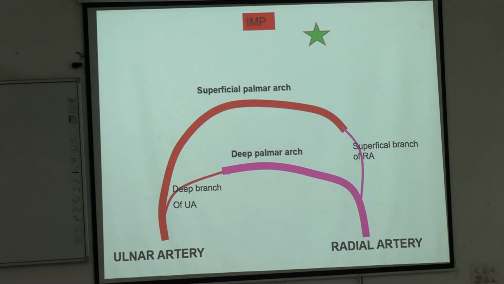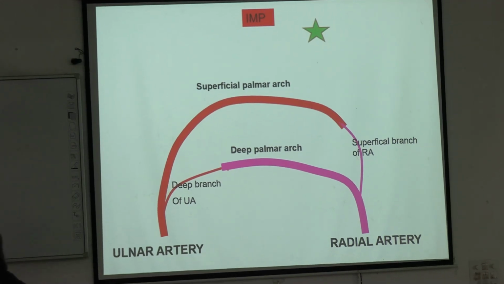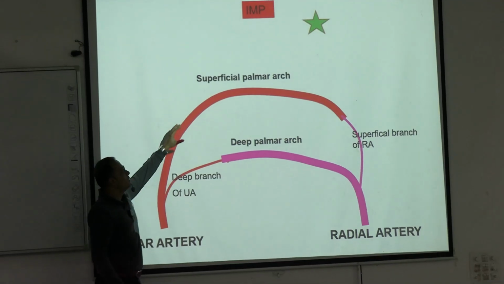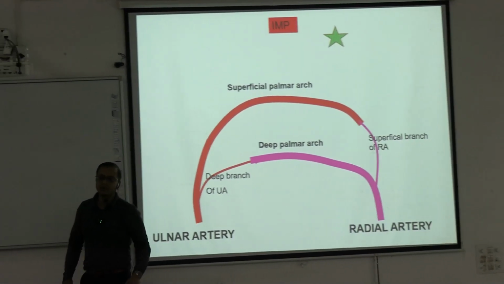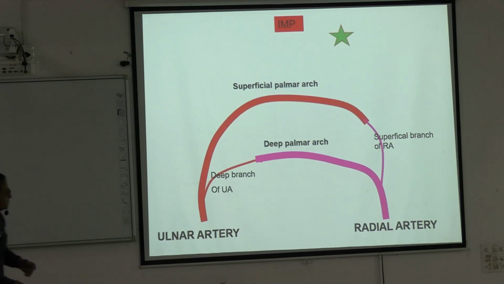So this palmar arch, or anastomosis between the ulnar artery and the radial artery, takes place at different levels, which we call the superficial and deep palmar arches. So how does it look like?